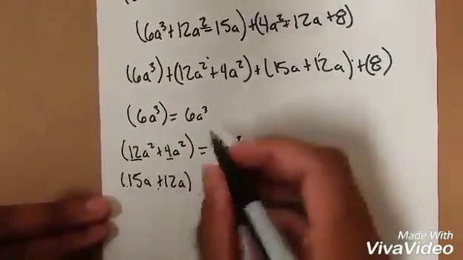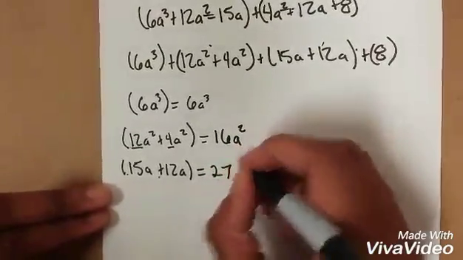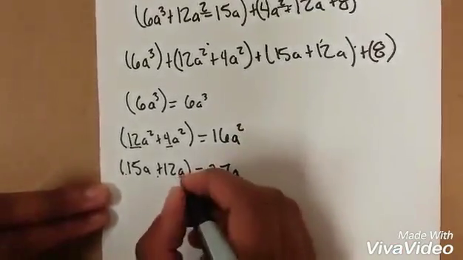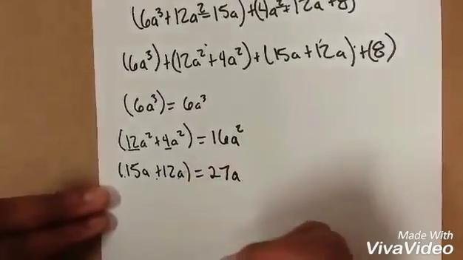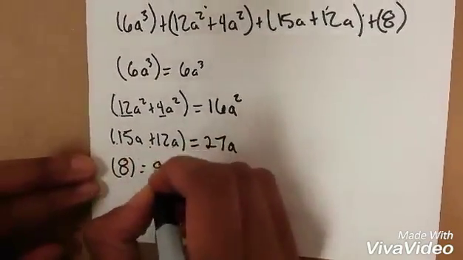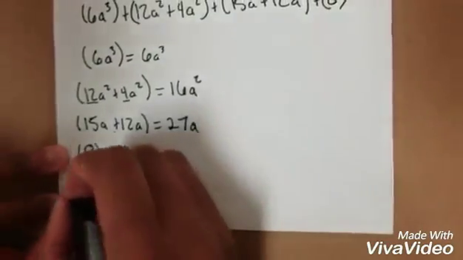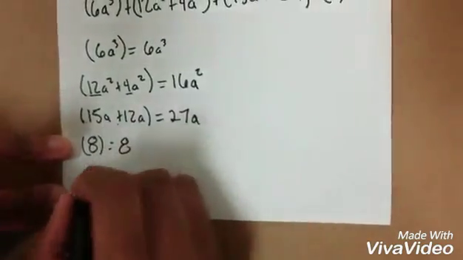Both are positive, so it equals 27a. The variable always stays the same and the exponent stays the same. So now you want to put all those together.